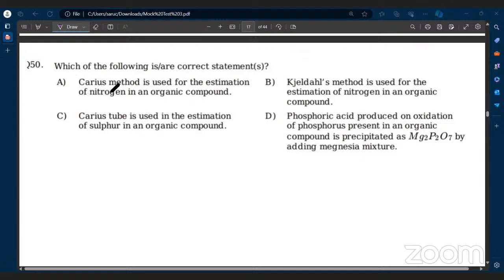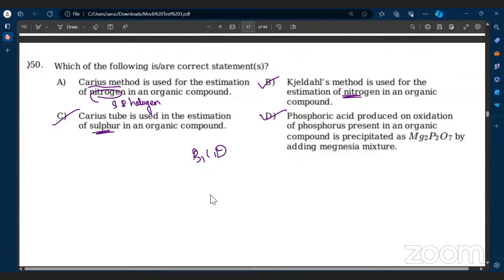Very good. So Carius method is used for the estimation of sulfur and halogen, so this statement is going to be incorrect. Kjeldahl's method is used for nitrogen. Carius method is used for the estimation of sulfur is right, and the last statement is also right. So therefore B, C, and D are right statements.